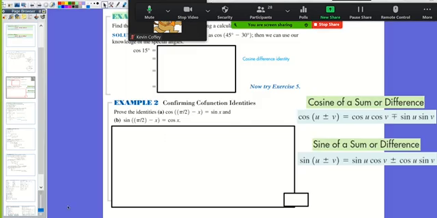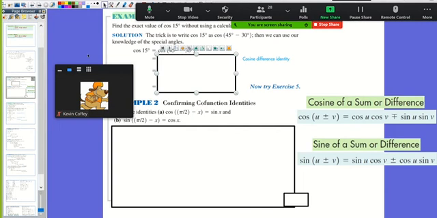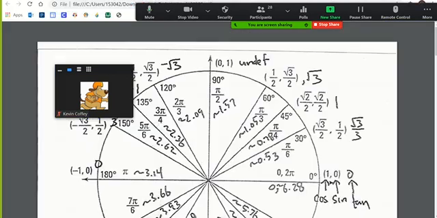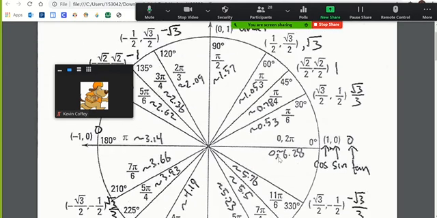Look at how they rewrote cosine of 15. First of all, I hope we can agree that 45 minus 30 equals 15. How come they chose to write it as 45 minus 30? Why didn't they choose to write it as, I don't know, 20 minus 5? Because 20 minus 5 is 15. The reason they did not do 20 minus 5 is because, do you see a 20 degree on the unit circle? There is no 20 degree on the unit circle.